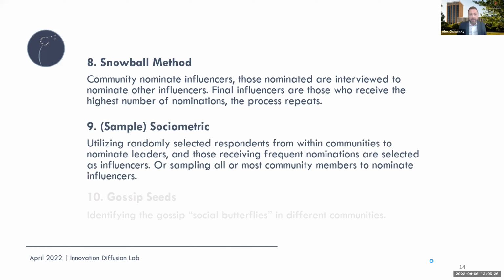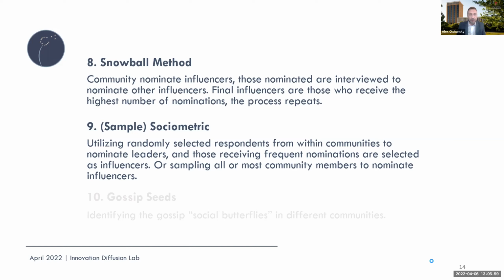The ninth method is the sociometric or sample sociometric method, which involves utilizing randomly selected respondents from within communities to nominate leaders. And then those receiving frequent nominations are selected as influencers. Or if you were to take a sociometric versus a sample sociometric, this is sampling all or most community members to nominate influencers. And the difference between sample and sociometric is simply like a census versus a sample.